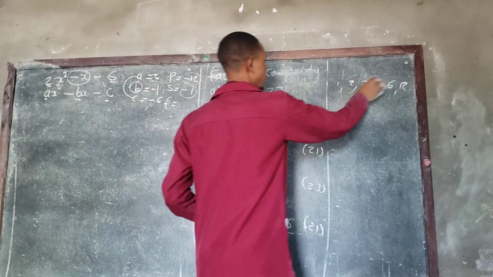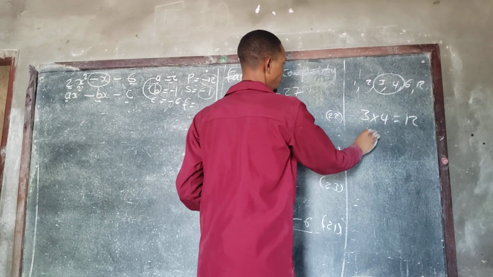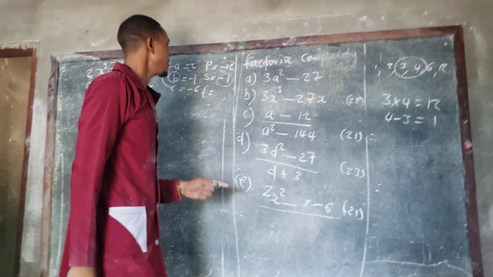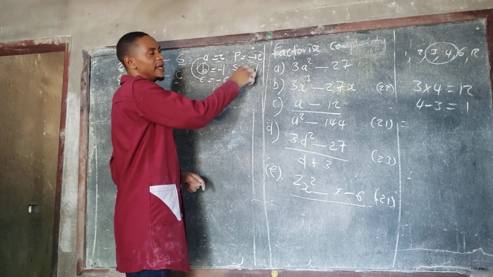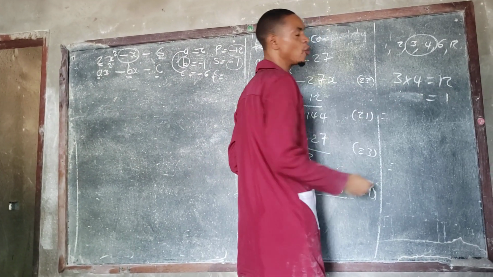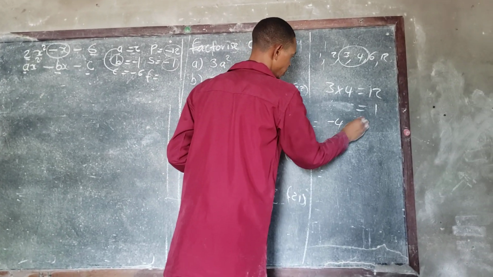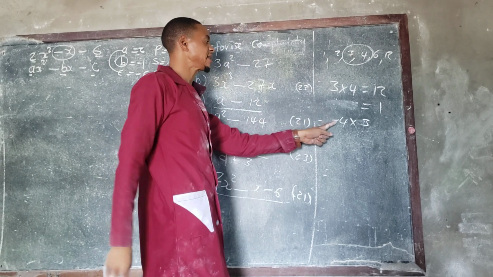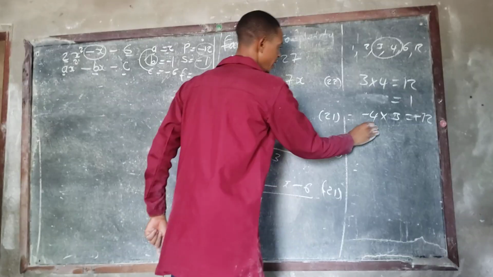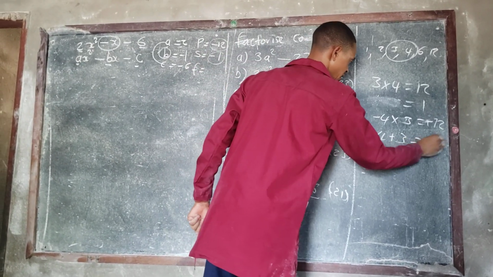So I will use 3 and 4. 3 times 4 gives me 12. Then 4 minus 3 gives me 1. So 3 and 4 are suiting. But the problem is that these numbers must give negative. So what am I going to do? The bigger number will carry a negative sign. So 4 will be negative and 3 will be positive, such that negative 4 times 3 gives me negative 12. Then negative 4 plus 3 gives me negative 1.